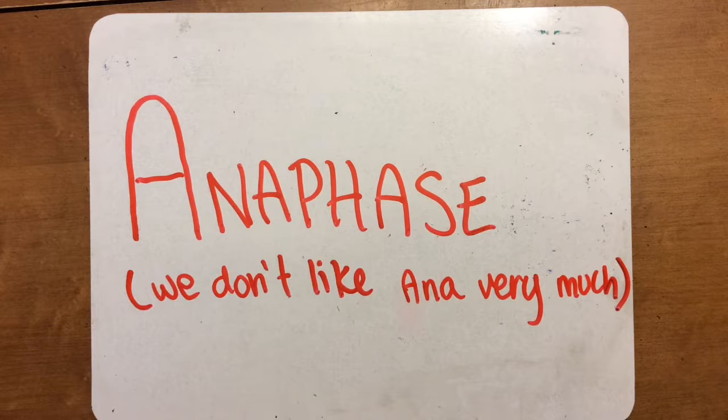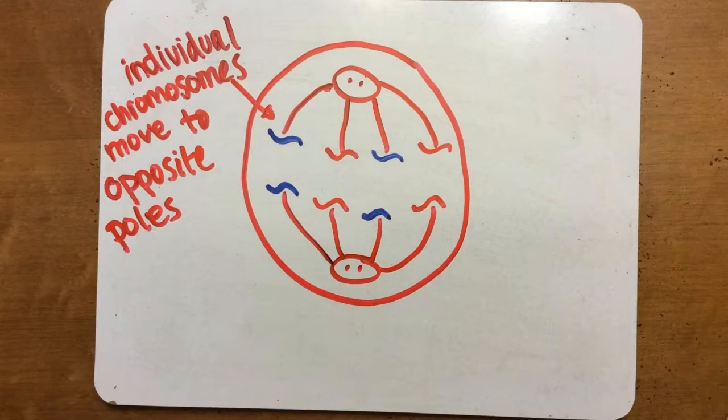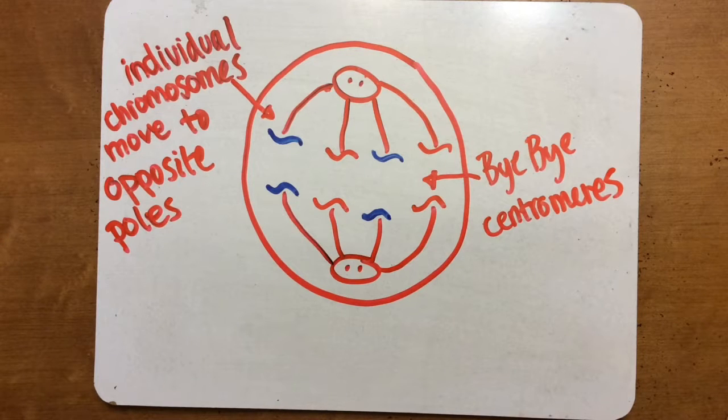The fourth phase of mitosis is called anaphase. This is what the cell looks like during anaphase. The individual chromosomes are now moving to the opposite poles of the cell and they are being pulled by the spindle fibers. The centromeres have divided, allowing the sister chromatids to be separated.